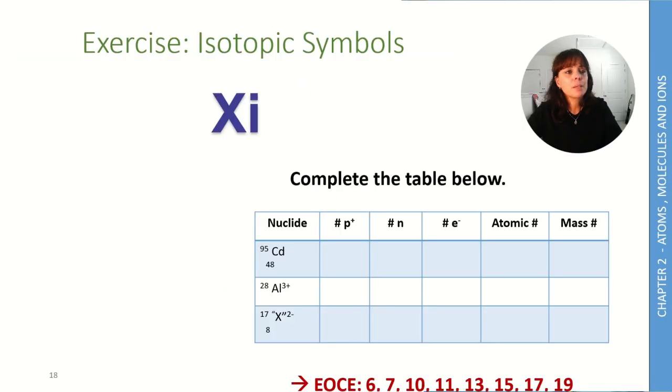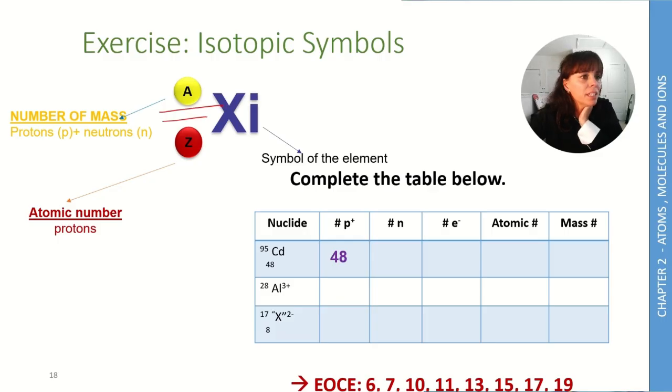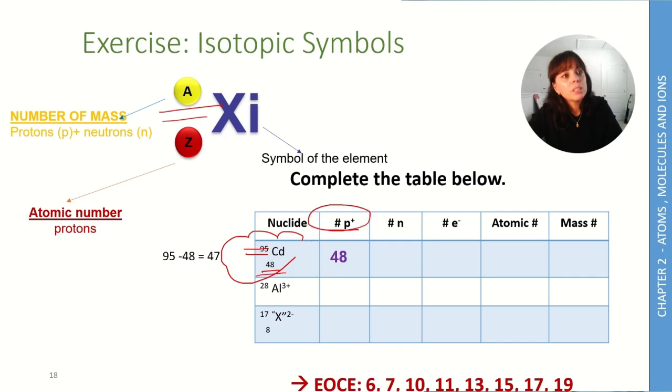Okay, so let's practice. So here we have an element, so just remember that we have atomic number and the mass number. So here I have this cadmium over here. So we have the mass and we have the atomic number. So the atomic number is the same as the number of protons. So I know the atomic number will be that. But mass and neutrons, so if I have the mass, the mass is proton plus neutron.